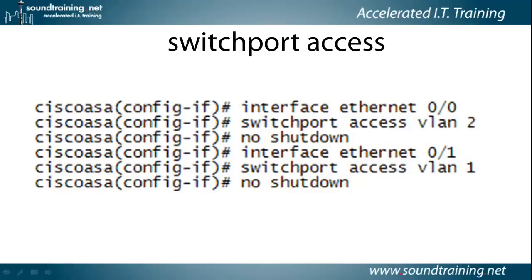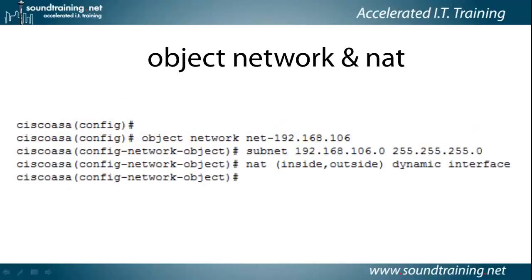Now we use the switchport access command. This again is on a 5505 to make our physical interfaces members of a VLAN. So we go to interface E0/0. We use the switchport access vlan 2 command to make it a member of VLAN 2. We issue the no shutdown command to make sure to bring the interface up. Do the same thing except with Ethernet 0/1, we make it a member of VLAN 1.